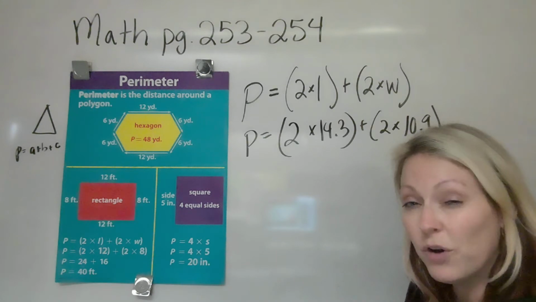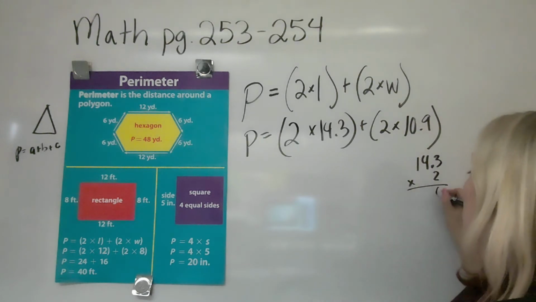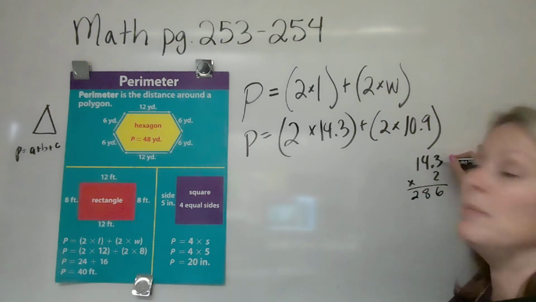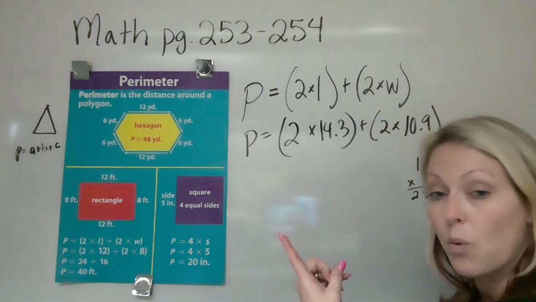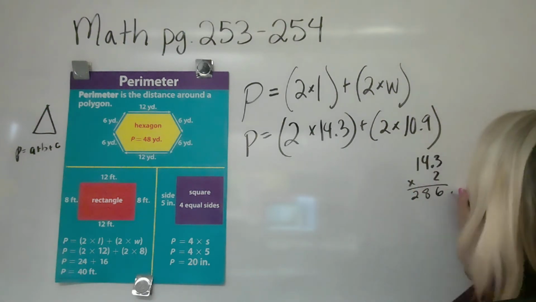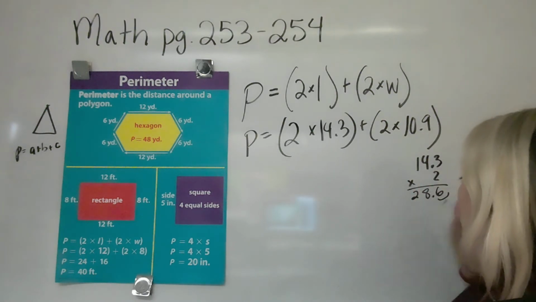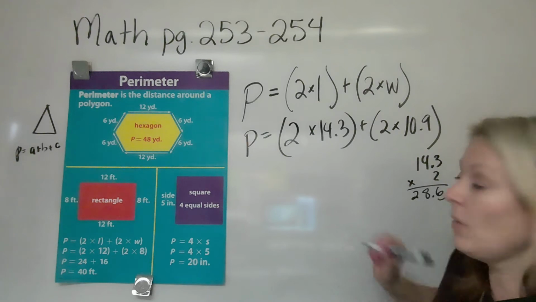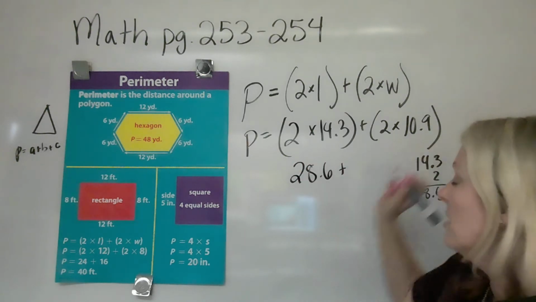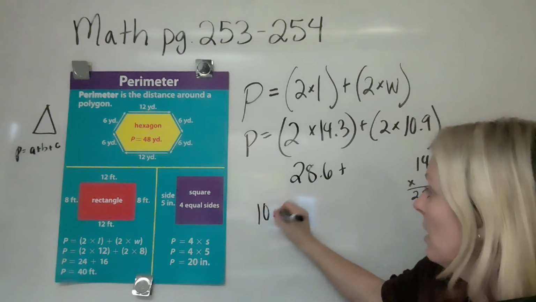So if I do 2 times 3, I have 6, 2 times 4, I have 8, 2 times 1, I have 2. How many decimal places do I have here? 1. How many decimal places do I have here? 0. So I need to move it over 1 decimal place, right? So here I have 28.6 plus, and now let's do this one.